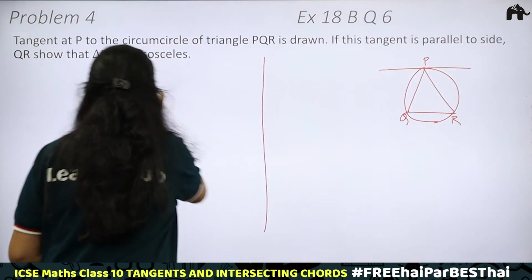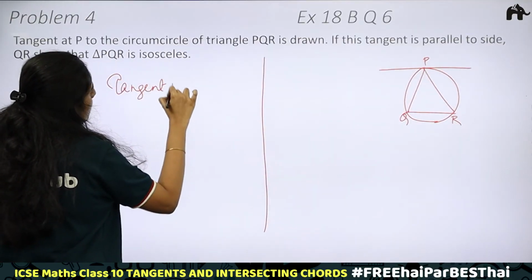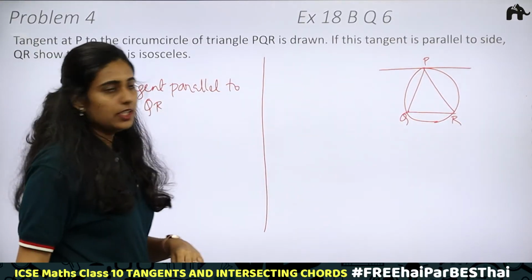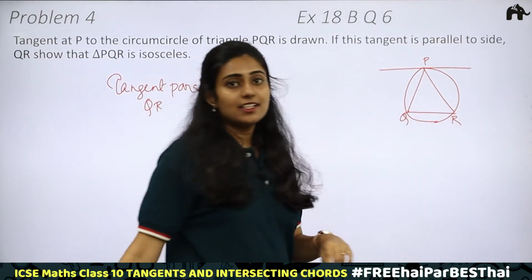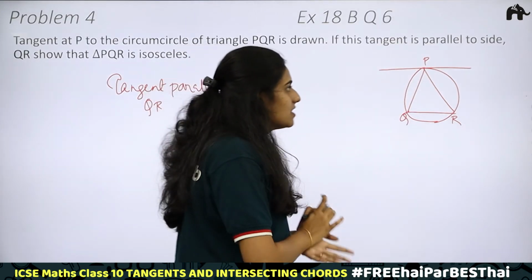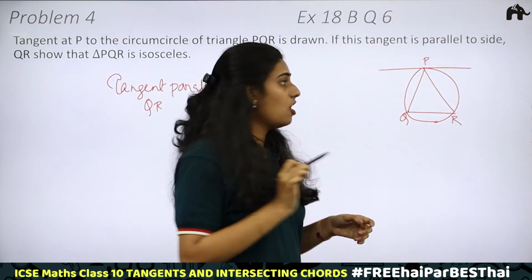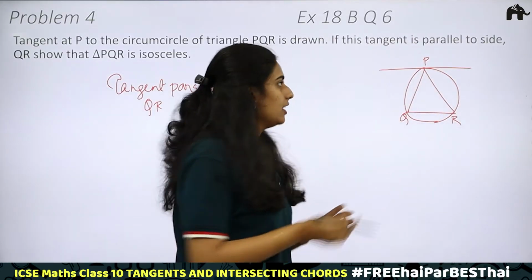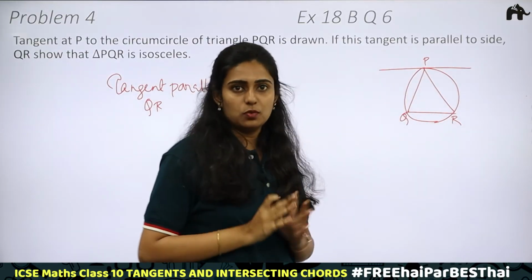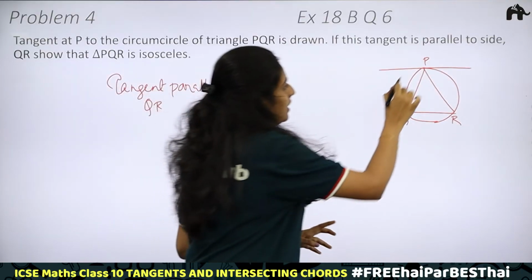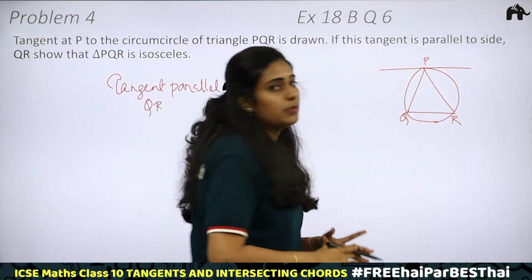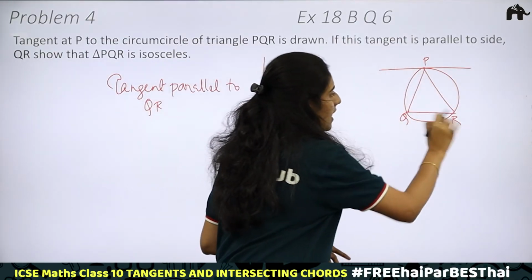Here we have tangent parallel to QR. Okay. We have to prove this triangle PQR is an isosceles triangle. What are the peculiarities of an isosceles triangle? For an isosceles triangle, you will be having two sides equal or two angles of equal measure. Length of two sides should be equal or the measurement of two angles should be equal. Okay. So here, if I am getting angle PQR is equal to angle PRQ, then my triangle will be an isosceles triangle. So here we have parallel lines.